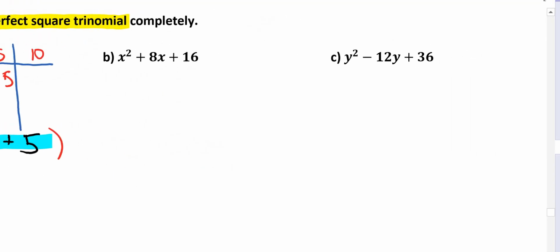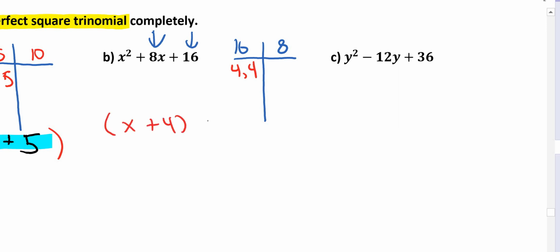All right, so for letter B, we can set up a table here, and the numbers are 16 and positive 8. And once again, we need two numbers that multiply to 16, and those two numbers need to add to 8. So 4 and 4 come to my mind. So this would be x plus 4 and x plus 4. And once again, since the binomials are exactly the same, you can finish this off by writing x plus 4 all to the power of 2.